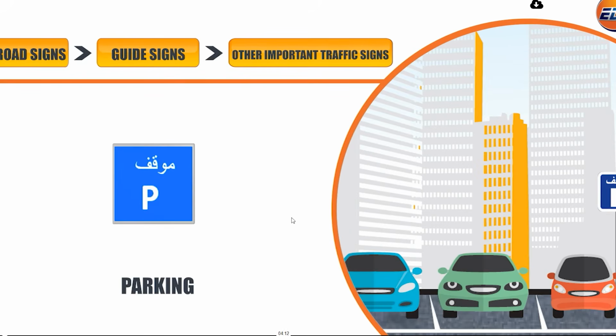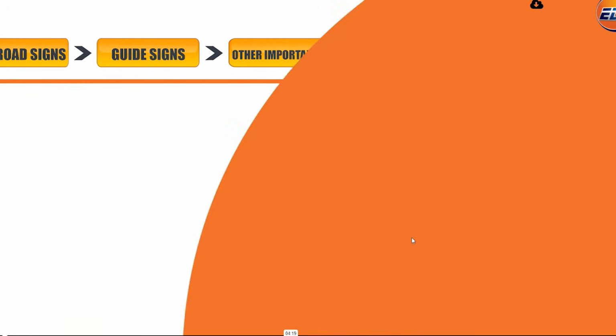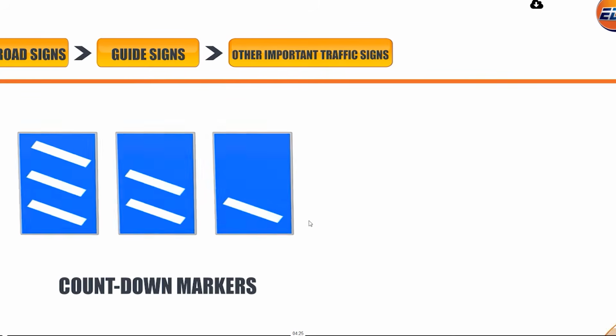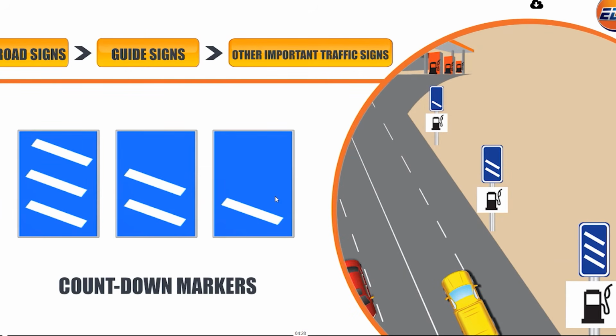Parking. The sign with alphabet P represents parking. This shows the availability of a parking lot. Hospital. The sign with alphabet H represents hospital. Countdown markers. Countdown markers are used with other signs to indicate their approaching distance. Each bar represents 100 meters. They are commonly used with fuel stations, roundabouts, parking, and hospital signs.